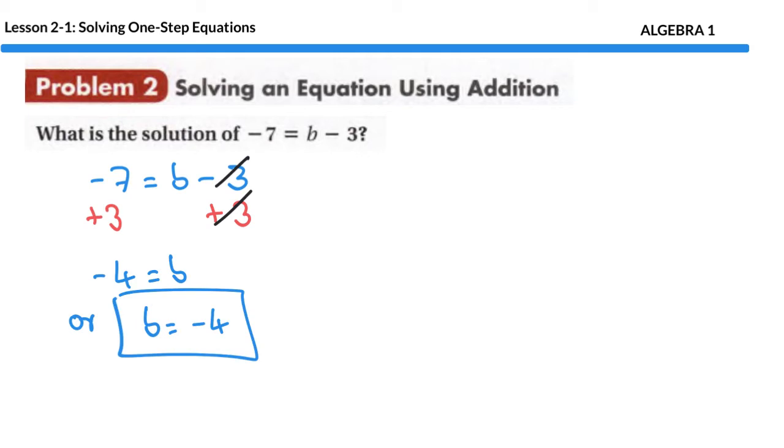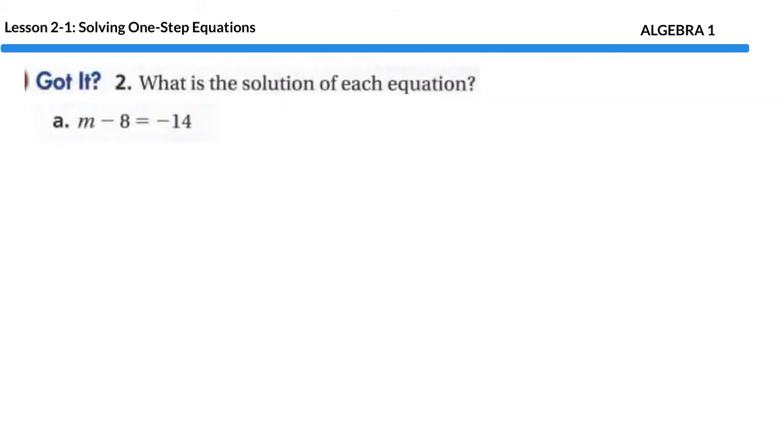So let's see whether you have got it or not. Can you try this? What is the solution of each equation? m minus 8 is equal to minus 14. So I want m alone. So I have to remove minus 8. How will I remove minus 8? By adding 8 on both sides.